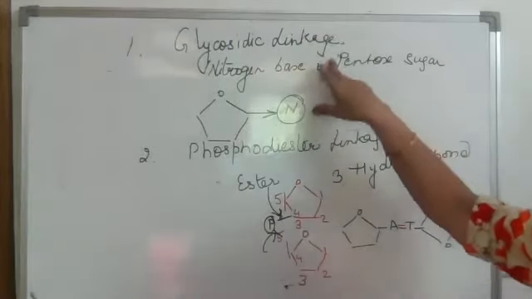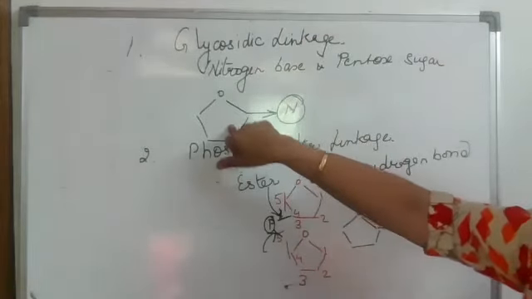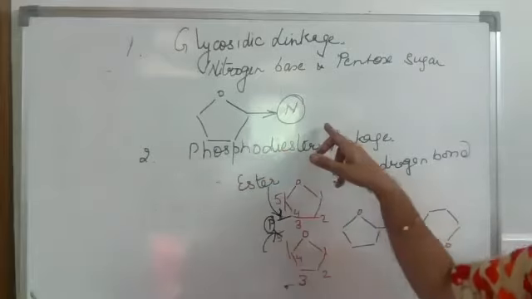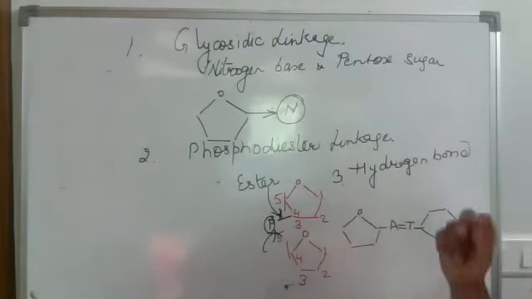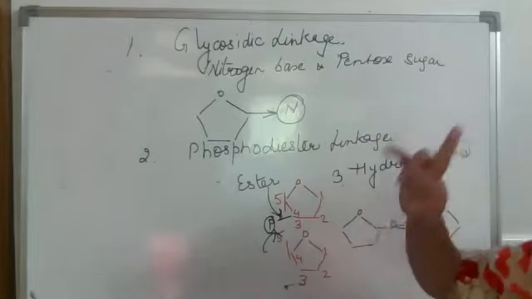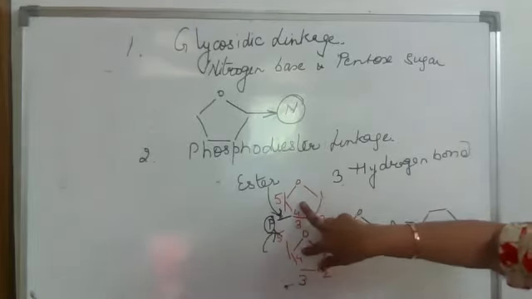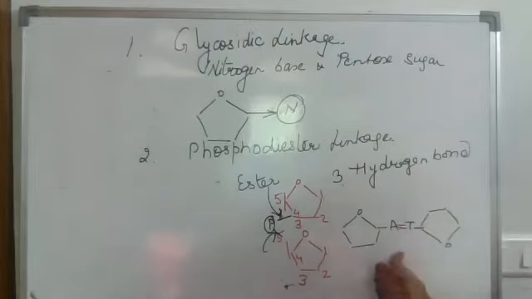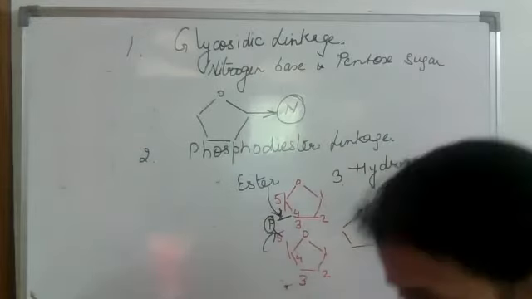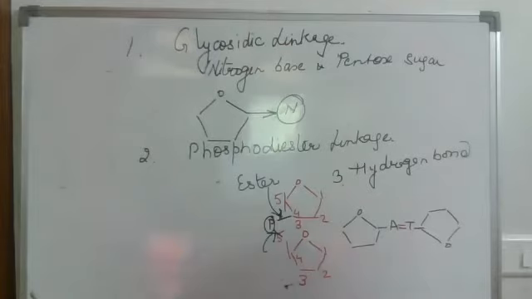Glycosidic linkage is between the deoxyribose sugar and the nitrogenous base. Phosphodiester linkage, this is the linkage which is present between two deoxyribose sugars and between the phosphate group. And the third is the hydrogen bonding, that is between the two nitrogenous bases. Now let us study the chemical structure of a part of DNA.